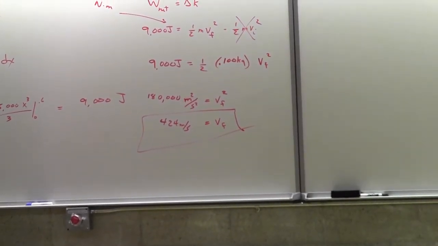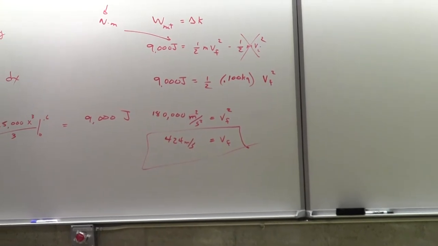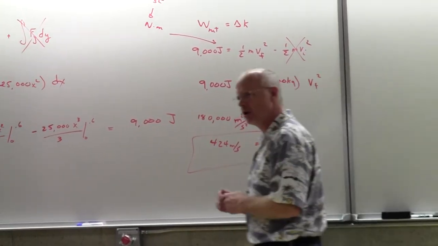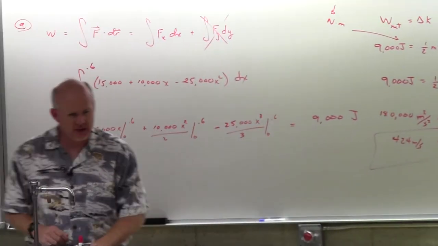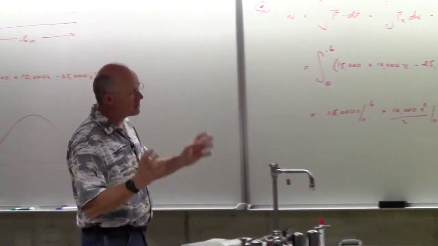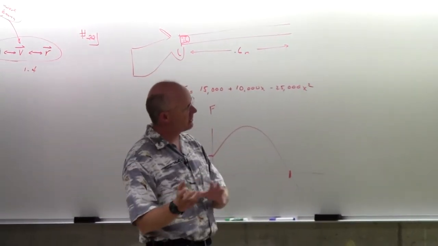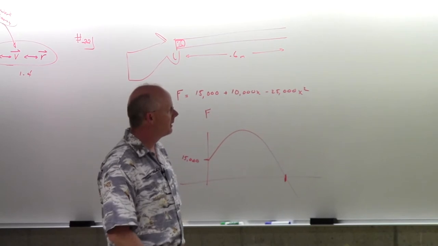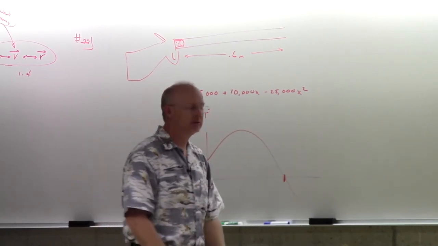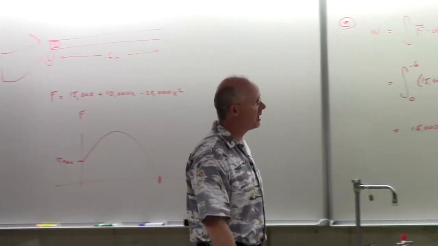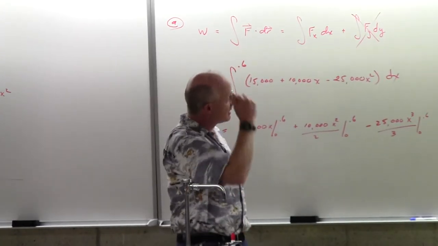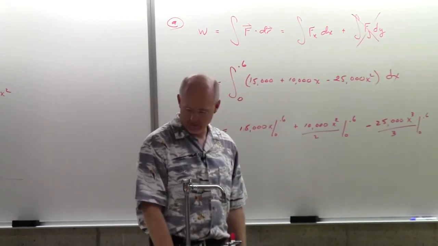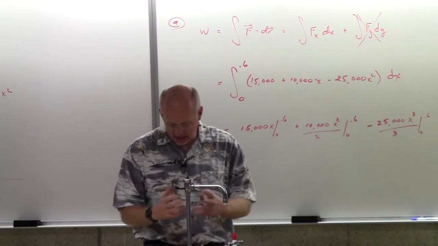Okay. I'm not sure if that seems like a good speed, but it seems like a reasonable one. The speed of sound is like 340, so this is Mach 1 plus, about 1.3 Mach. So it seems like a reasonable number. Well, there's A. Let's go on to B.